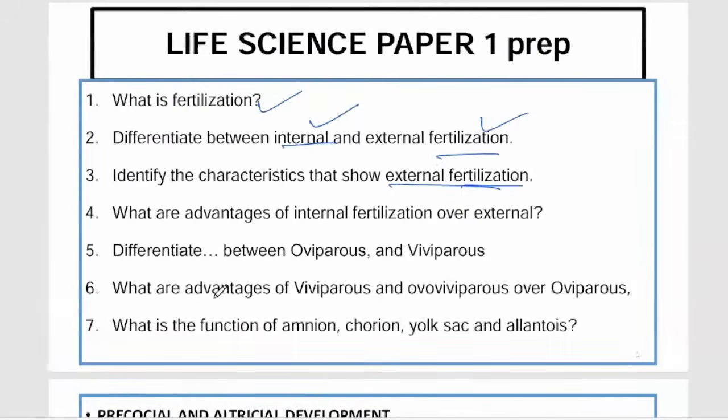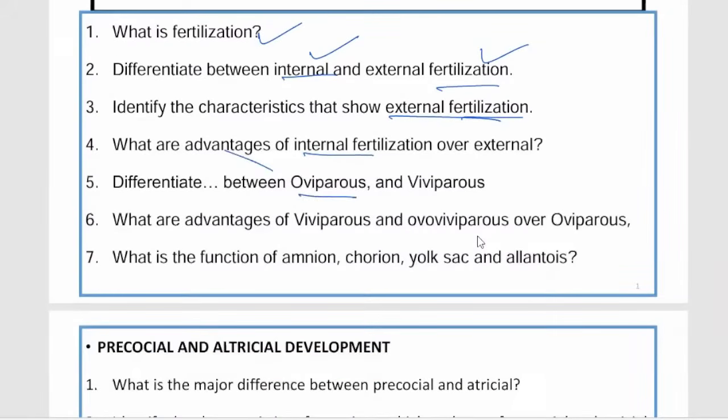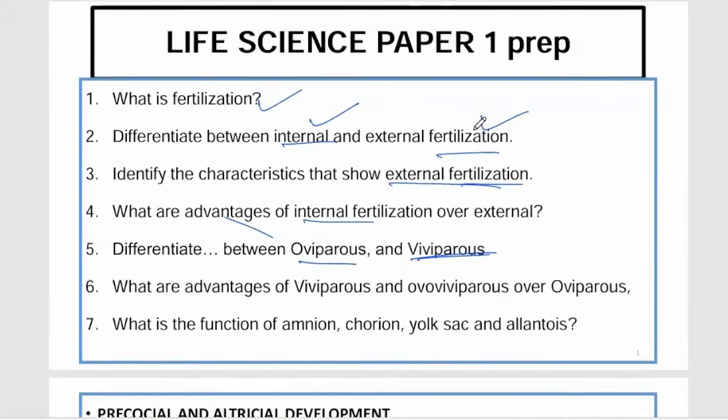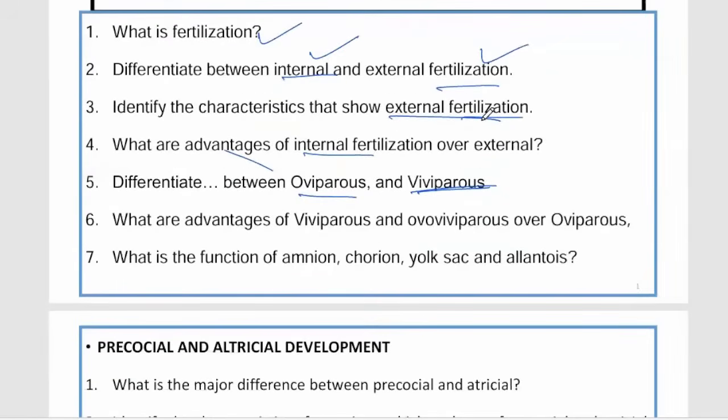All right, we continue without wasting time. What are the advantages of internal? The high chances of the sperms to meet the ovum so that there is successful fertilization. Then when we talk about oviparous, it is when the development is outside the mother's body. And viviparous is when the development is inside the mother's body and the baby is obtaining nutrients from the what? From the mother. So you see that these questions, you have to know them by heart.